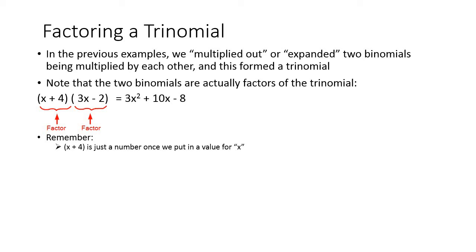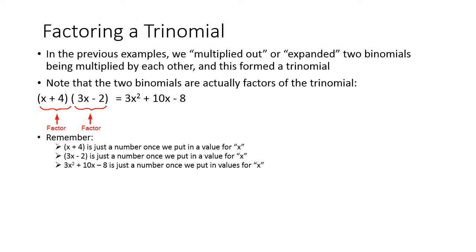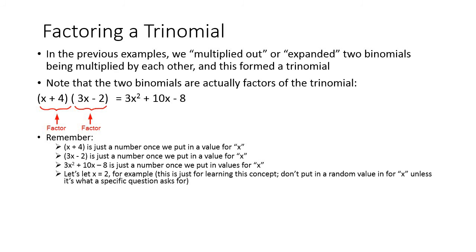Remember, x plus 4 is just a number once we put in a value for x. The 3x minus 2 is just a number once we put in a value for x. And the same thing for the right-hand side. So just to kind of drive home this point, let's say that x is 2. Note what I put in brackets there.